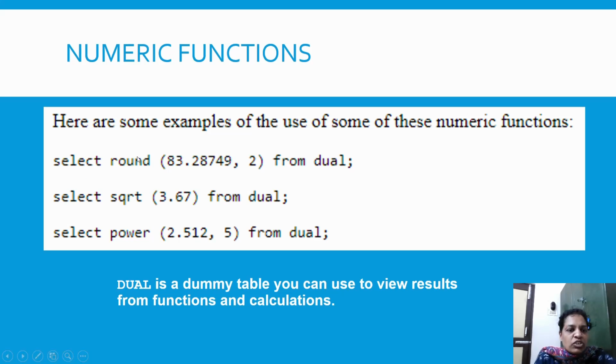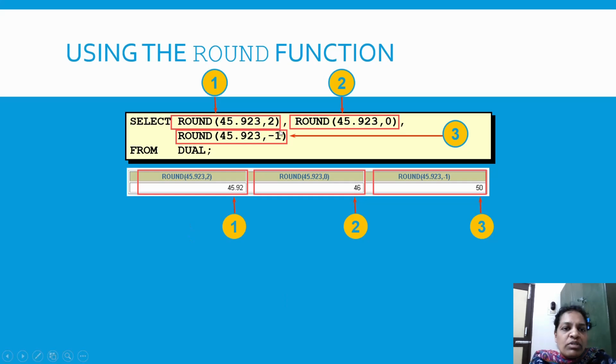So select round, like this. This number will be given, and here 2, the decimal value 2, from the table dual. Then select square root of a number. Square root finds the square root, with no need for any decimal position. Then power: this number to the power 5. 5 is the power of this number. So using some examples, we can find the round function.